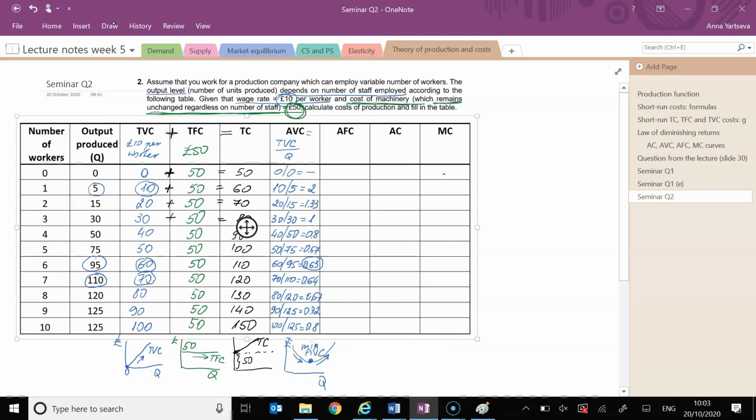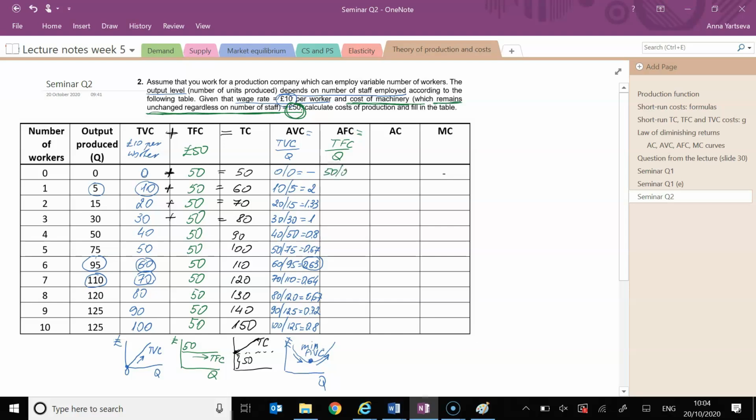Okay, next, average fixed cost. This is what we need to calculate. And as before, to calculate any average number, we take total cost and divide by quantity. Because in this case we need to calculate average fixed cost, we of course divide total fixed cost by quantity. We take total fixed cost and spread it across the relevant number of units. Our total fixed cost is always 50 pounds, so it will be very simple. We take 50 and divide by the relevant number of units.